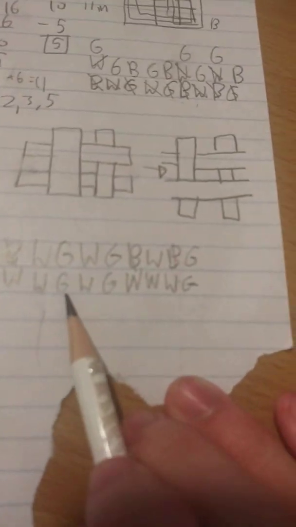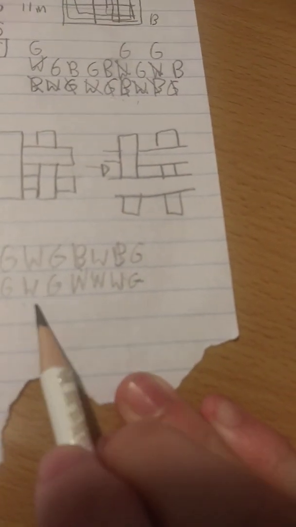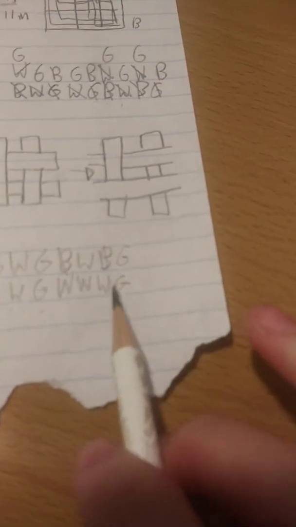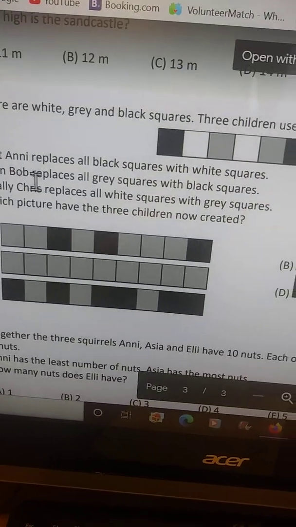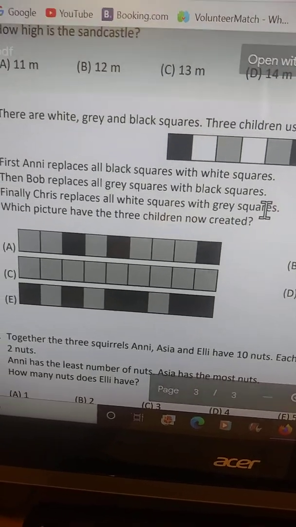Alright, so now the new sequence we have is white, white, gray, white, gray, white, white, white, gray. So no blacks. So then we got to go to step 2. Bob replaces all the gray squares with black squares. So anytime you see a G, it should turn into a B.